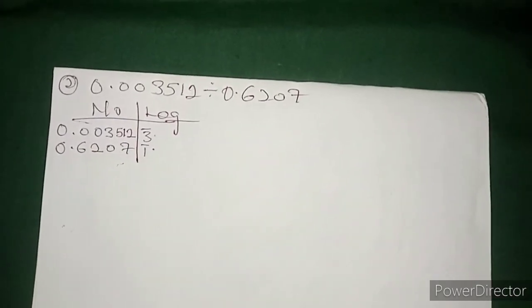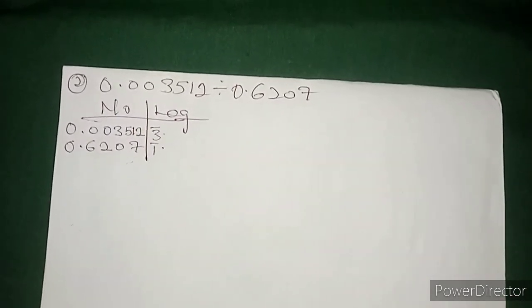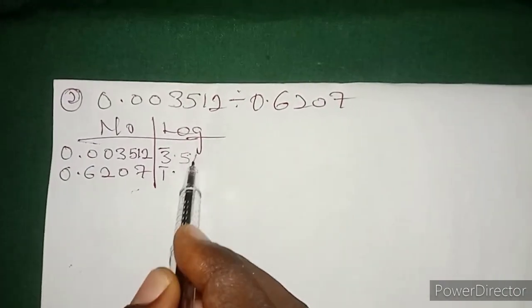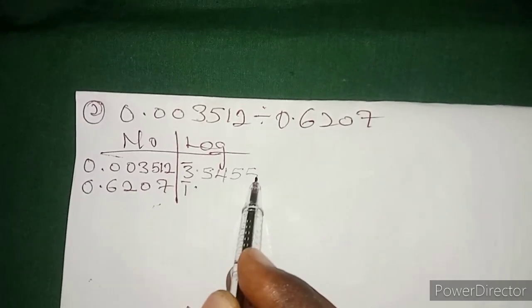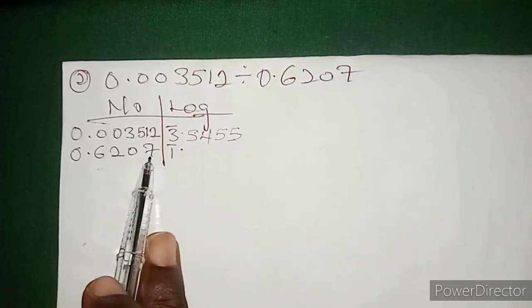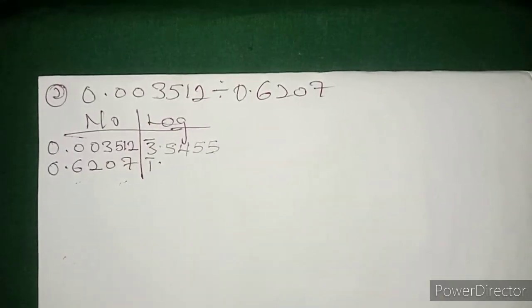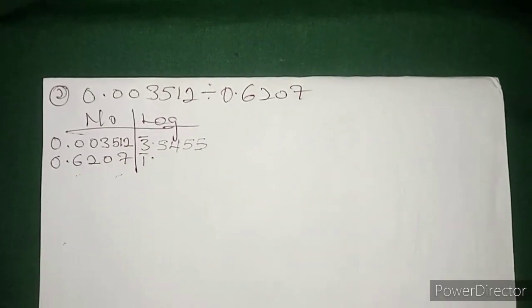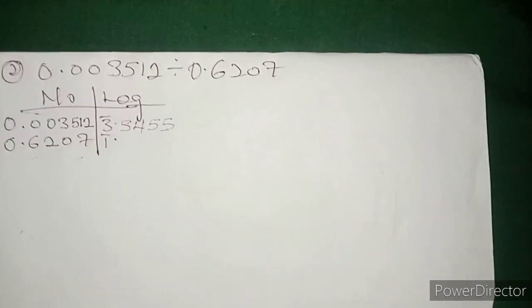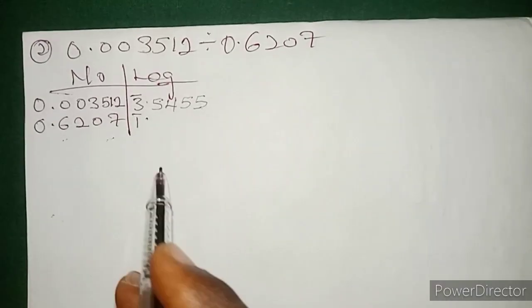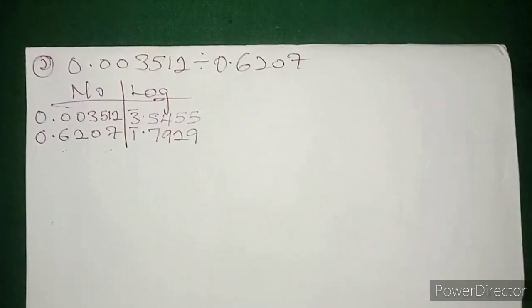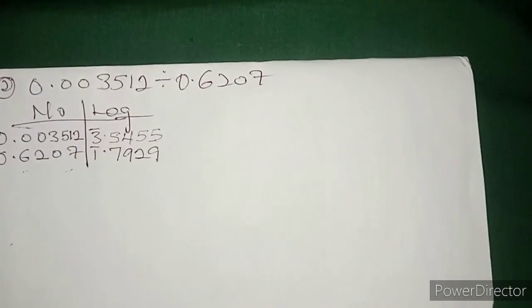That will give us 5455. Then we look for 62. 62 under 0 difference 7. That will give us 7929.